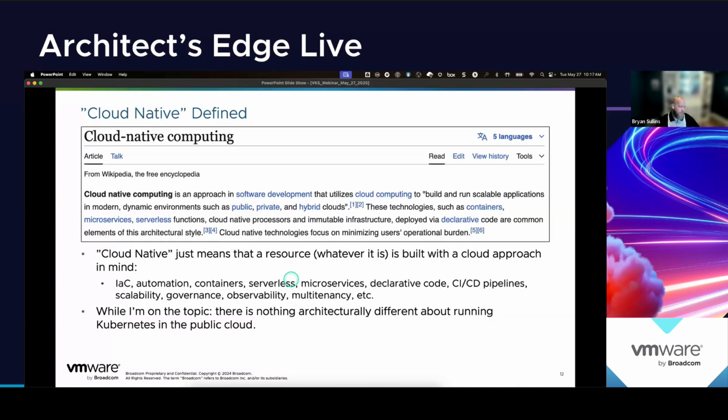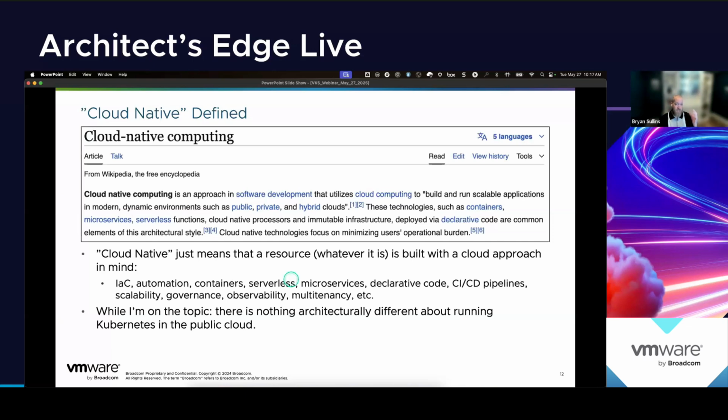While I'm on the topic, there's nothing architecturally different about running Kubernetes on AWS through EKS or on Azure through AKS. Nothing architecturally different. When you create an EKS cluster, for example, and by the way, I'm not bashing our competitors in any way, shape, or form, I'm demystifying them, that's different. What I am saying is that there's nothing architecturally different or advantageous about running things out there.